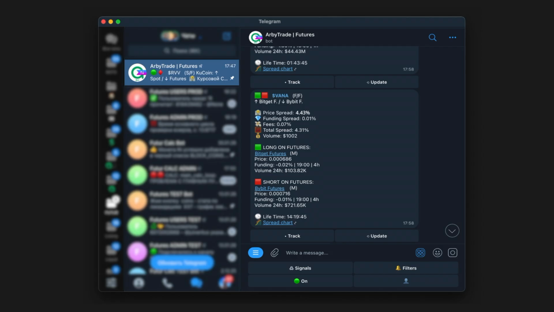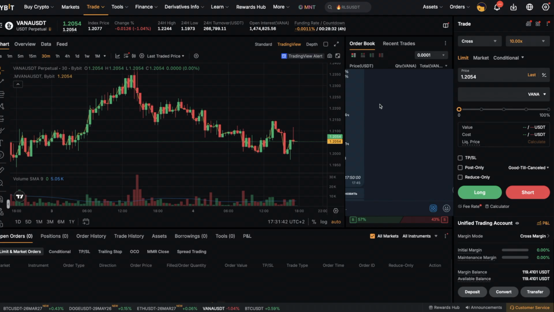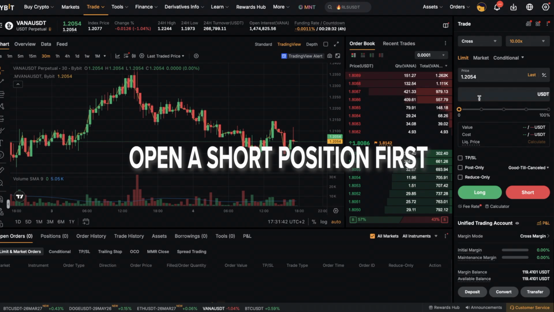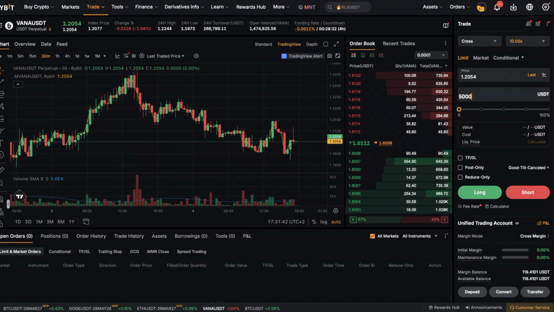The bot received a signal for the coin Vana between Bitget and Bybit with a price spread of 4.43%. We need to open a long on Bitget and a short on Bybit. There are two important points here. First, it is better to open the short position first, because exchanges may have position size limits specifically for short positions. Therefore, the volume of the short position will determine the volume for the long position on the second exchange.